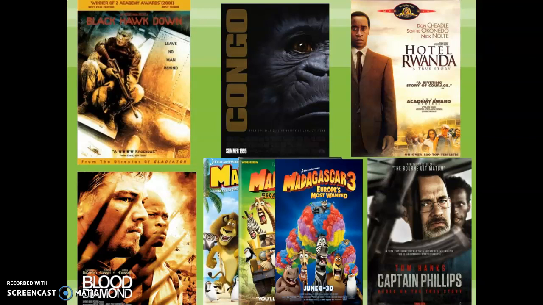The other films, Black Hawk Down is about events in Somalia with the U.S. involved. Blood Diamond is about the diamond industry and how they used Africans to find the diamonds and so forth. Captain Phillips is, of course, about the tanker ship that was attacked by the Somalian pirates, and that's fairly recent. And then Hotel Rwanda is about the genocide that went on in Rwanda.